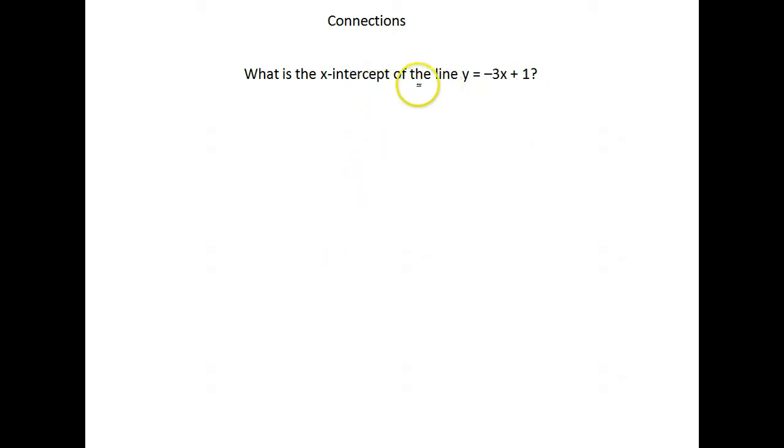Okay, what is the x-intercept of the line y equals negative 3x plus 1? Again, we're working with a basic equation that looks like this. Y is by itself equals something times x plus something on the end. In this form, this is our slope. That's what we found on our previous question. This number is the y-intercept. However, they asked for the x-intercept.